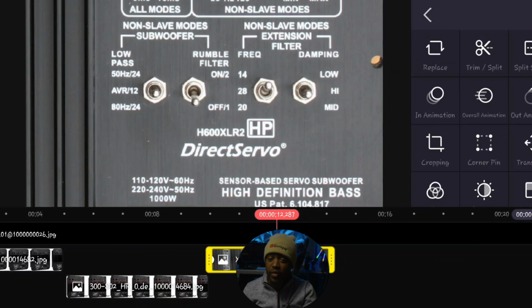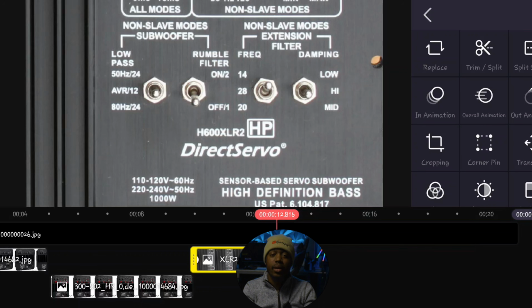So I actually have my rumble filter off because again, I don't reach volume levels high enough to damage my sub, so I don't have mine on at all. But if you plan to play as loud as you can, as low as you can, you may want to consider a rumble filter to make sure that you're not playing too loud at those low infrasonic notes.